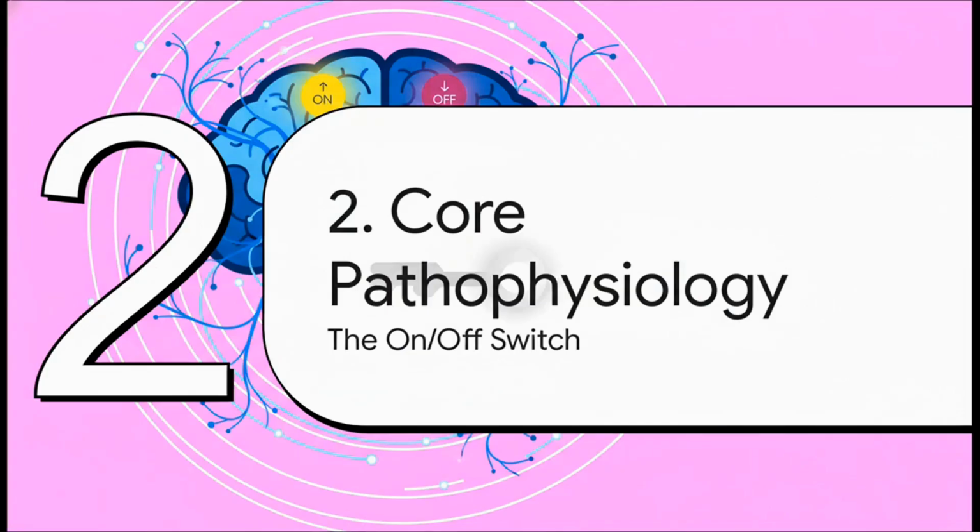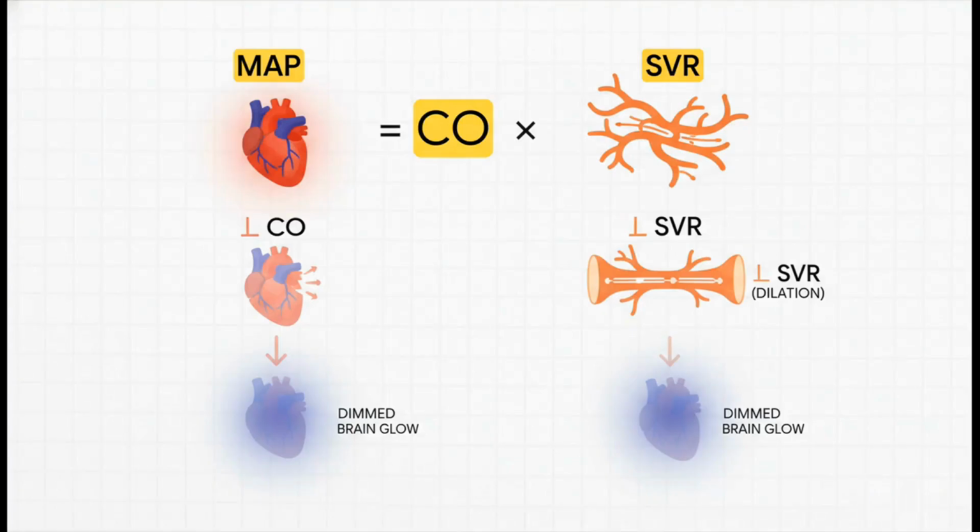All right, let's get into the physiology. And you know what? It's actually beautifully simple. Understanding this is key, and it's going to be our first memory anchor. Okay, here it is. Memory anchor number 1. I want you to burn this formula into your brain. MAP equals CO times SVR. Mean arterial pressure, that's what keeps the lights on in the brain. It's driven by your cardiac output and your systemic vascular resistance.